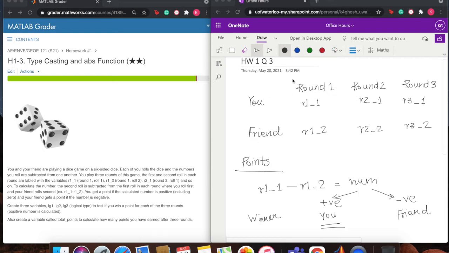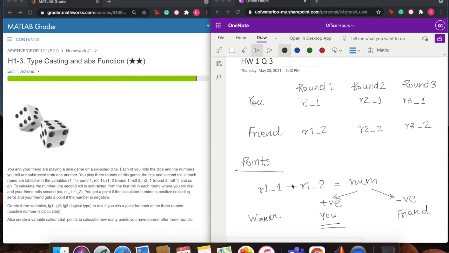Alright, so we have you and your friend, and this is round 1, round 2, and round 3. Going by the naming convention, you are the one who's always going to be rolling first and your friend is the one who's always going to be rolling second. For round 1, we're going to have R1_1 would mean you, R1_2 would mean your friend. For round 2, R2_1 would mean you, R2_2 would mean your friend, and it's the same for round 3. So this is the structure of the different rounds, the players, and how each of these rolls are named.